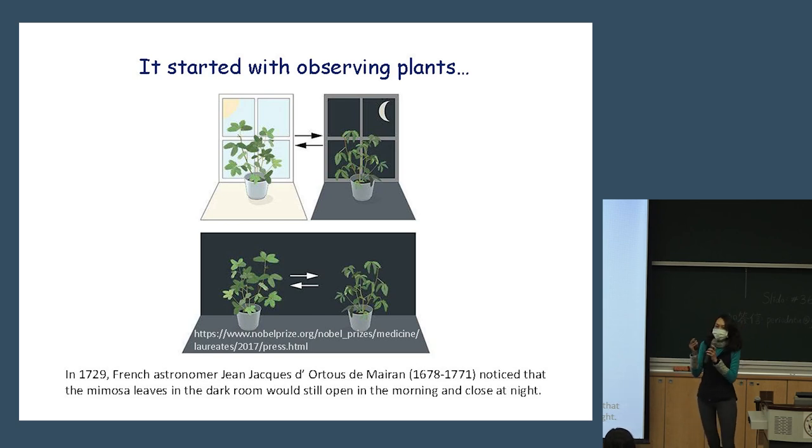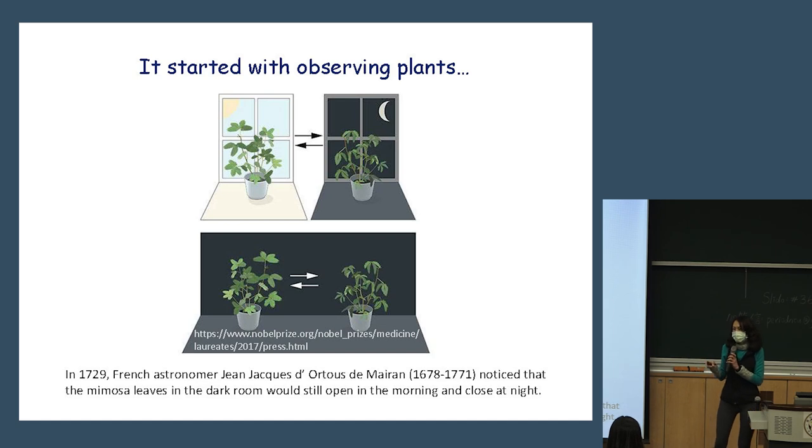含羞草呢, they open their leaf during the daytime but close up during nighttime. So he put it in the dark room. There's no light at all. And he found that even though the plants cannot be exposed to light, they still open up during the daytime. When the sun goes down, they didn't know the sun goes down, but their leaf close up.